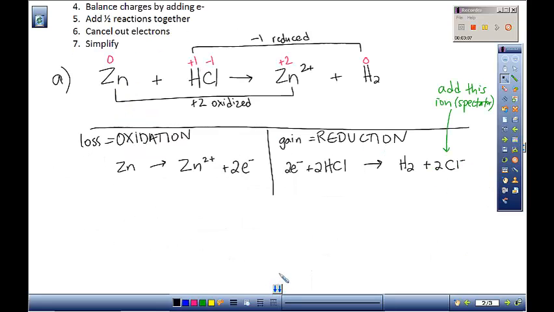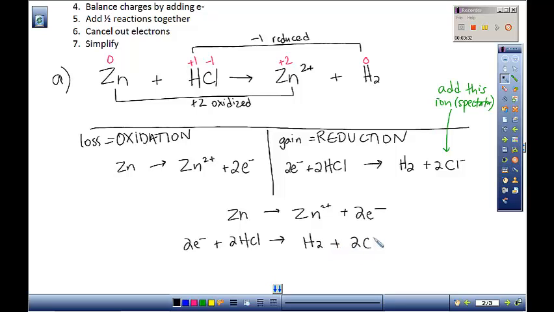What we want to do now is add these 2 reactions together. So zinc and zinc ion and 2 electrons. And here we have 2 electrons, 2 hydrochloric acids, a hydrogen molecule, and 2 chlorides.